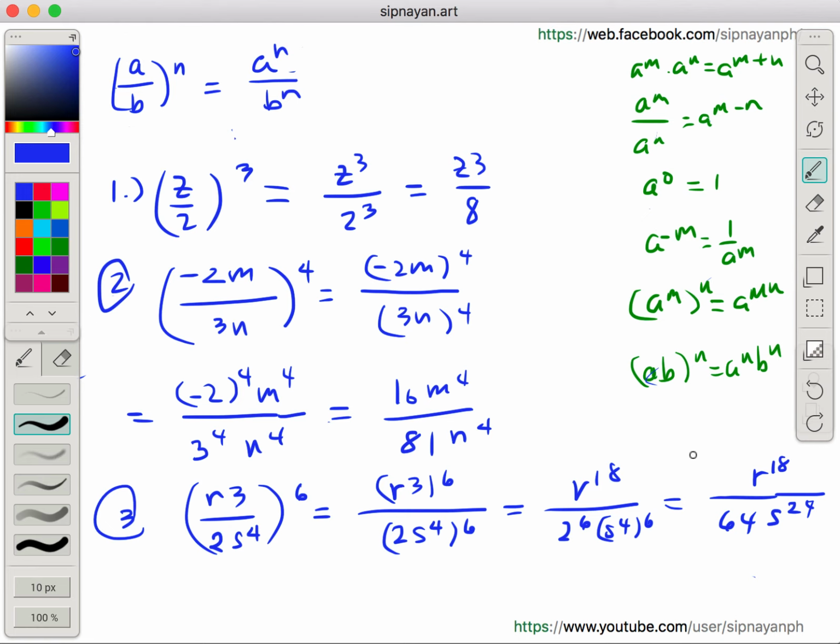Okay, so I think naubos na natin yung mga different laws. Ito na yata yung last. Pero siguro I'll give several examples on how to use all these laws. Halo-halo na, para mas lalong ma-deepen yung ating understanding on the laws of exponents. So, this is a. (a over b) raised to n is equal to a to the n over b raised to the n power. Okay?